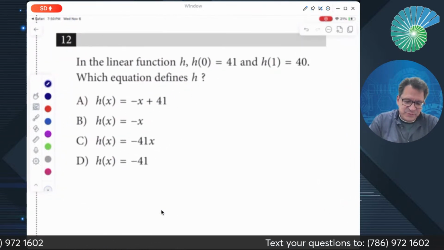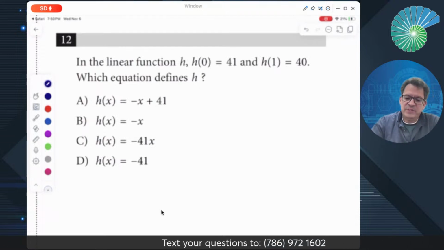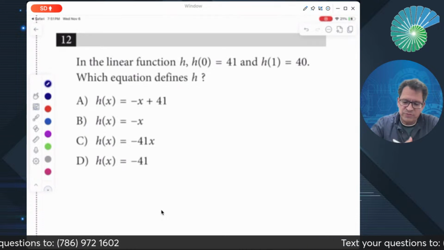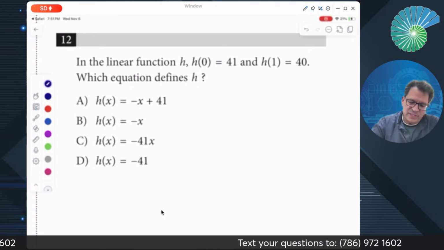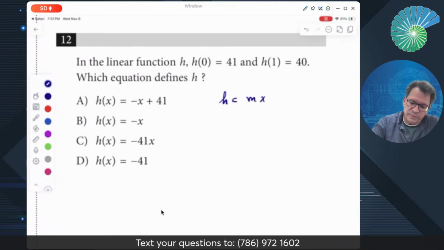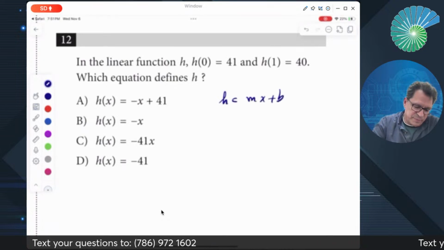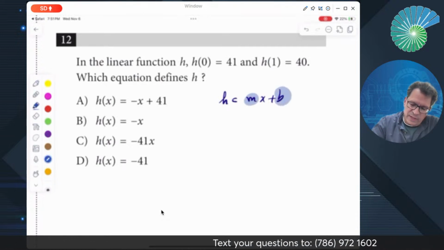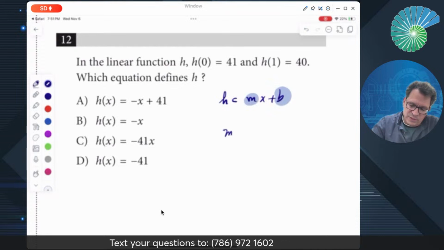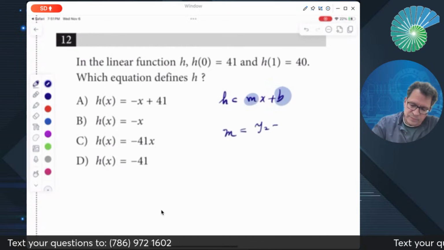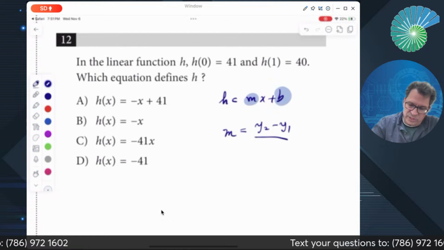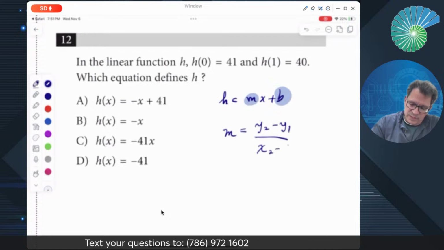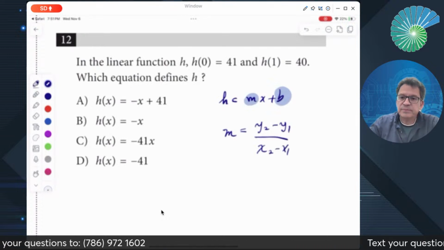It says in the linear function h, so they're telling you it's a linear function. So h of 0 is 41, h of 1 is 40. Which equation defines h? Well, if it is a linear equation, we're going to have a slope and a y-intercept. So this is the slope. That's a y-intercept. To find the slope, remember that we have a little formula, which is the difference in the y coordinates of 2 points over the difference in the x coordinates of the same points.